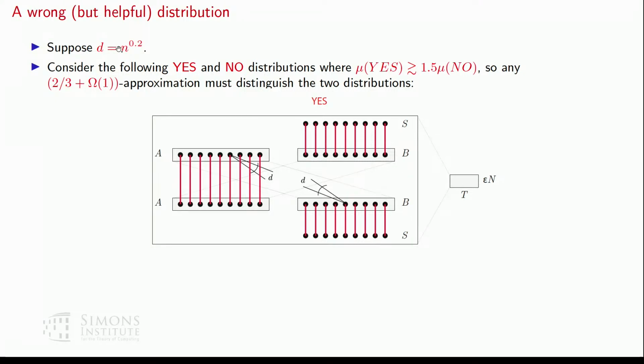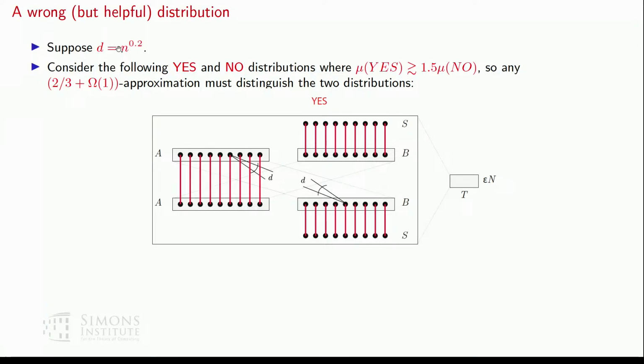So in one case, the matching is 1.5 times the matching in the no case. And any better than 2/3 approximation should be able to distinguish the two distributions. Are A and B the same size? For now, suppose that A and B are of the same size.